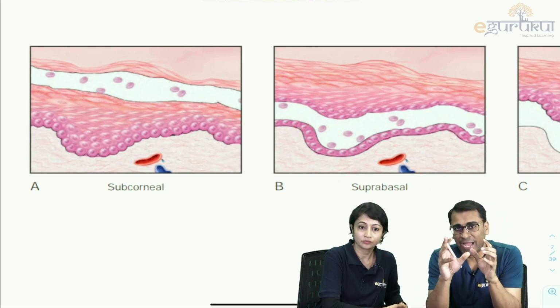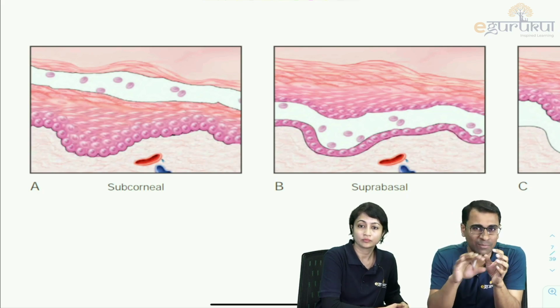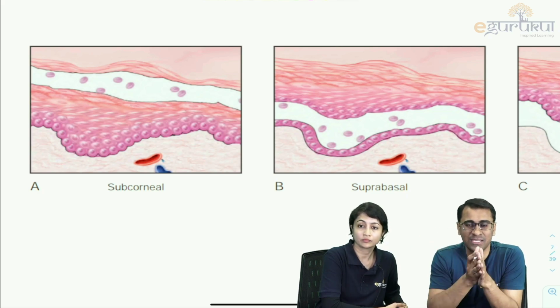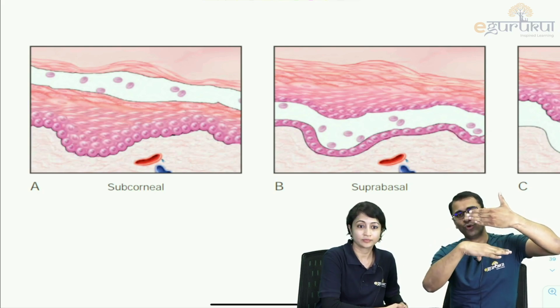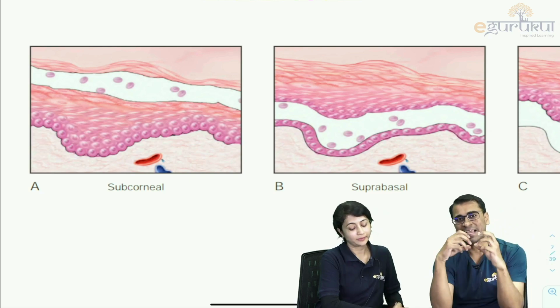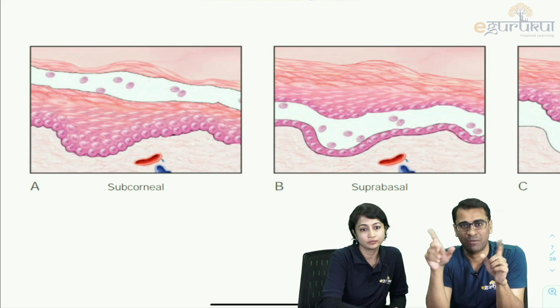But suppose the antibody is not formed against desmogleins, but against something else. Now, what is that something else? Suppose this is the epidermis and this is the dermis. Do you know how they are attached together? They are attached together by collagen 7 attaching to BPAG1 and BPAG2.